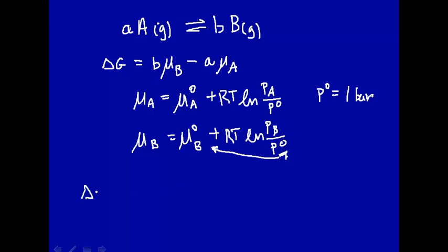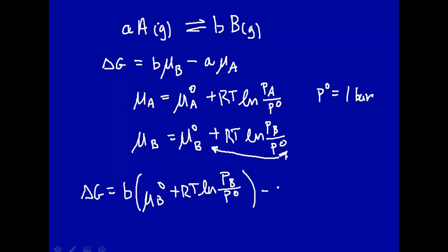So now we're going to write the delta G for the reaction using this. This will be b times the chemical potential of B, there it is. So I'll just write that here, plus RT times the natural log of the pressure of B over the standard state pressure, so the pressure of B has to be in bar, minus a times the chemical potential of A, that's the standard state chemical potential of A, the chemical potential at 1 bar, plus RT times the natural log of PA. The actual pressure of A, which is the fugacity because we have an ideal gas.